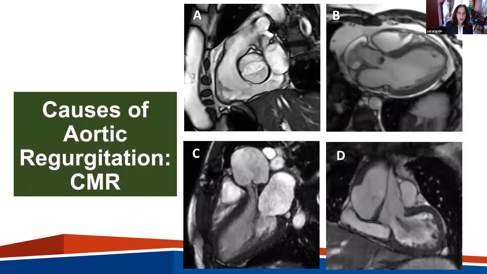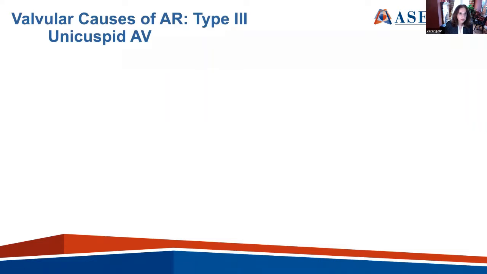There are other causes that we can see not just with echo, but also with cardiac magnetic resonance imaging. Here's an example of a bicuspid valve as was shown in the last echo. Here's a mass on the aortic valve that resulted in poor coaptation and regurgitation. Here's an example of an aortic aneurysm and an example of an aortic dissection. Here's a couple more examples.